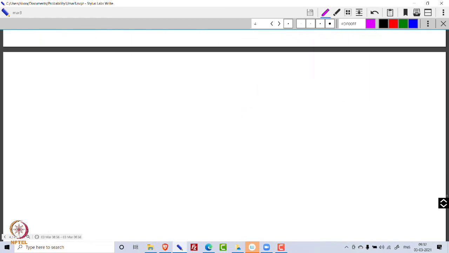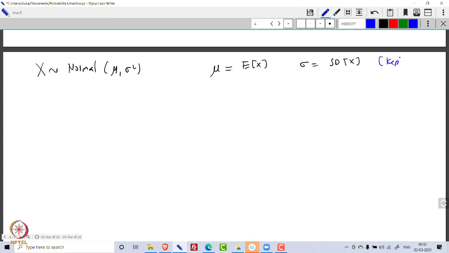Okay. Now I don't know if you noticed, I kept saying the following words while I was doing it. I said x is normal mu sigma squared, and I kept referring to mu as the mean, as expected value, and I kept referring to sigma as the standard deviation of x. Let me now show you that this is indeed the case.